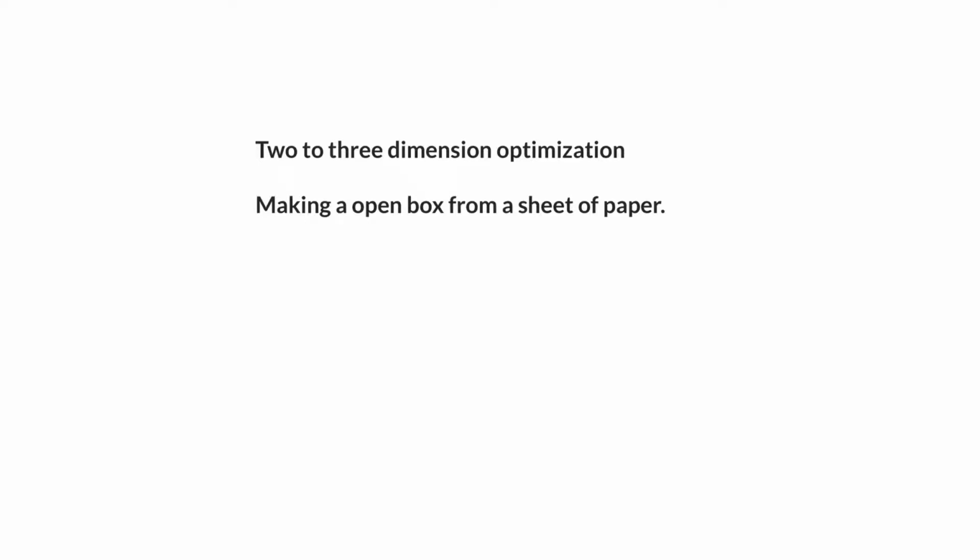So today we're going to optimize a 3D shape made from a 2D shape. We're going to take a sheet of paper of a certain dimension and cut squares from the corners of the sheet of paper and fold it into a box. What we want to do is make the largest box that can hold the most amount of things. In other words, we want to maximize the volume.